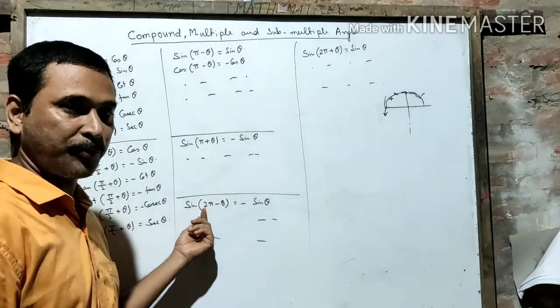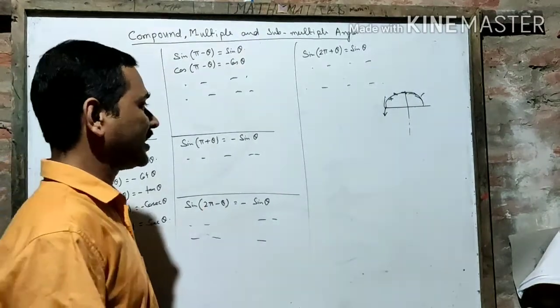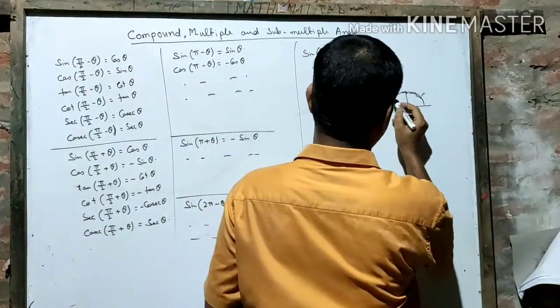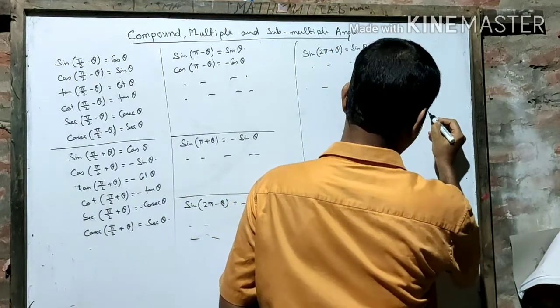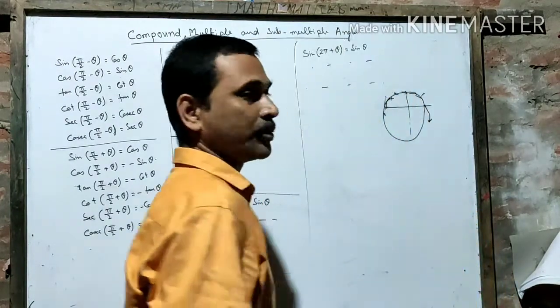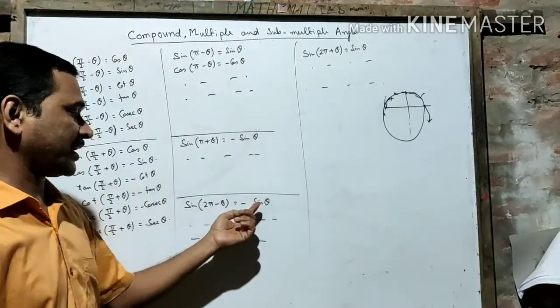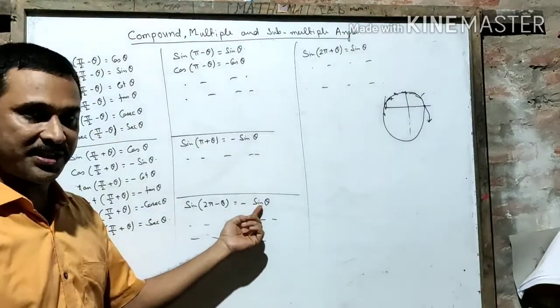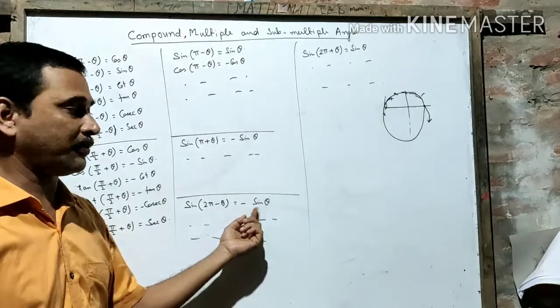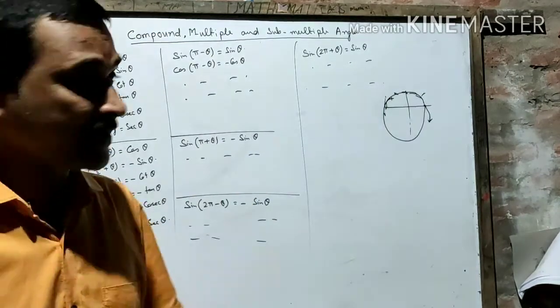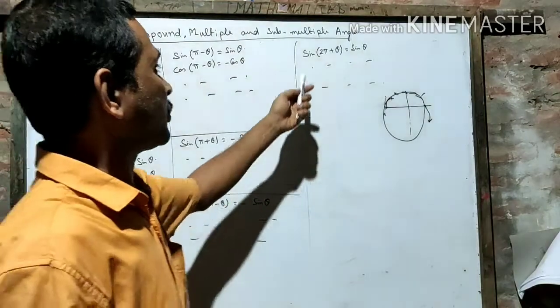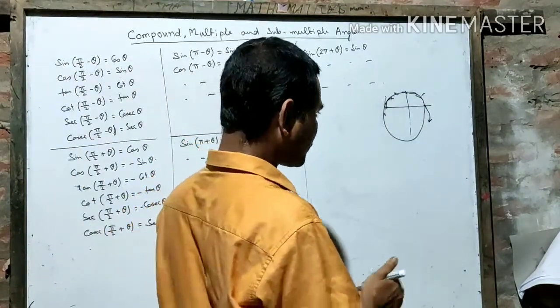Twice pi means 4 into 90, no change. And let's see which quadrant. Twice pi is a complete revolution, minus theta, so it's in the fourth quadrant. So no change, fourth quadrant. Sine of twice pi minus theta, no change. Sine is kept as sine, and in the fourth quadrant sine is negative, so minus sine theta. Do the rest. Then sine of twice pi plus theta.